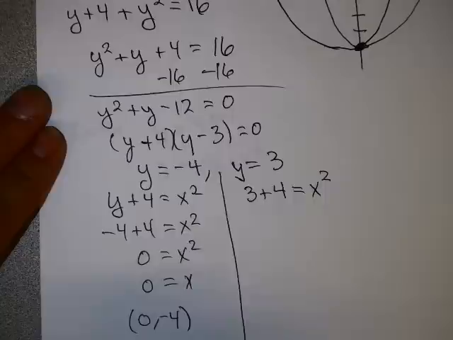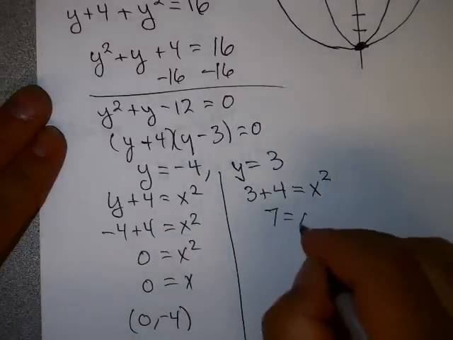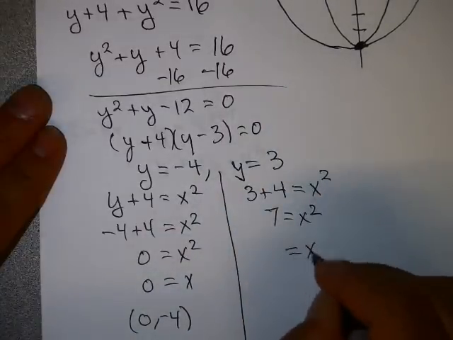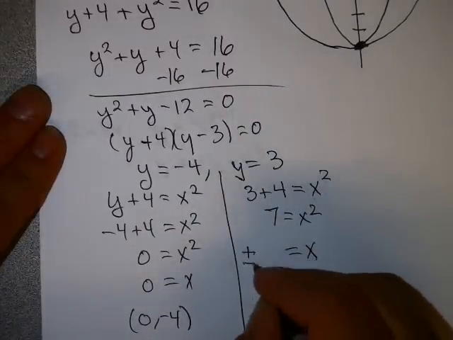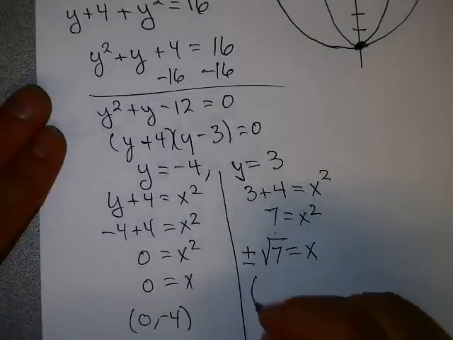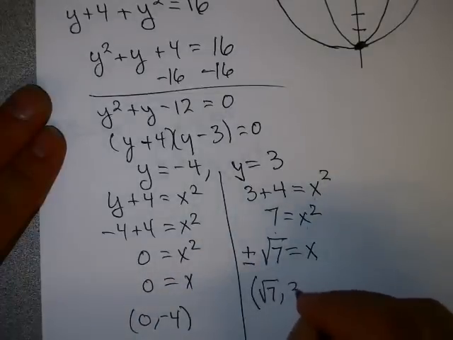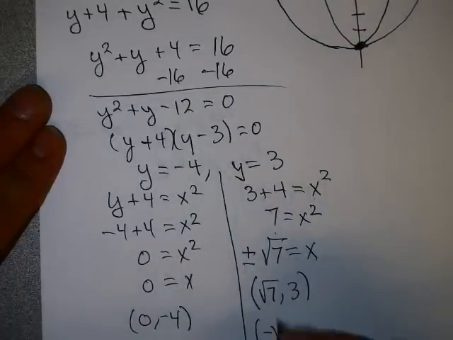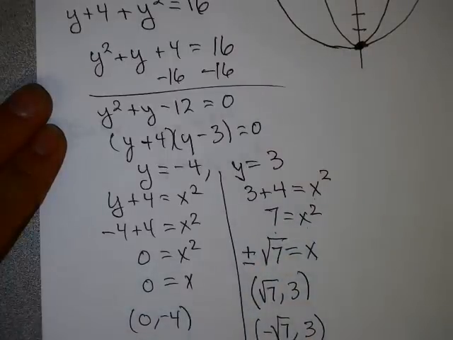I get 3 plus 4 equals x squared, or 7 equals x squared. So x equals what? Well, if you remember, it's plus or minus the square root of 7 by taking the square root of each side. So that gives you that x could be plus the square root of 7 and y can be 3. And x could be minus the square root of 7 and y can be 3.